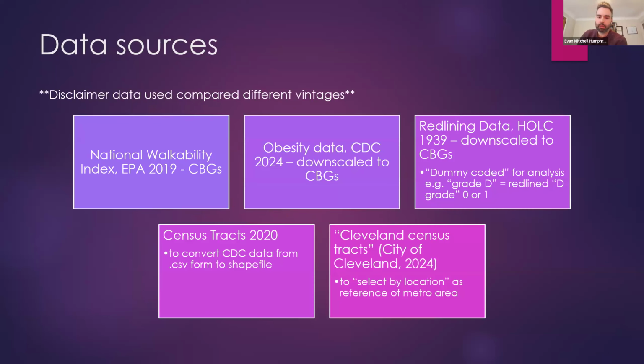These are the sources of data used for this capstone. There were 3 main, which are listed on the top, and 2 supplemental at the bottom, which were needed for data pre-processing steps, the 2 additional. Disclaimer about the data. It was only available at the vintages listed, so it wasn't a perfect scenario where, say, 2024 walkability index scores could be used against 2024 obesity data. And I'll get further into the data in the next few slides.